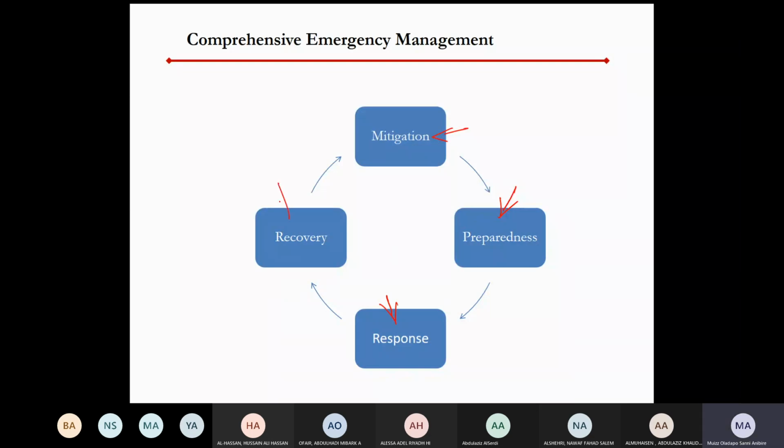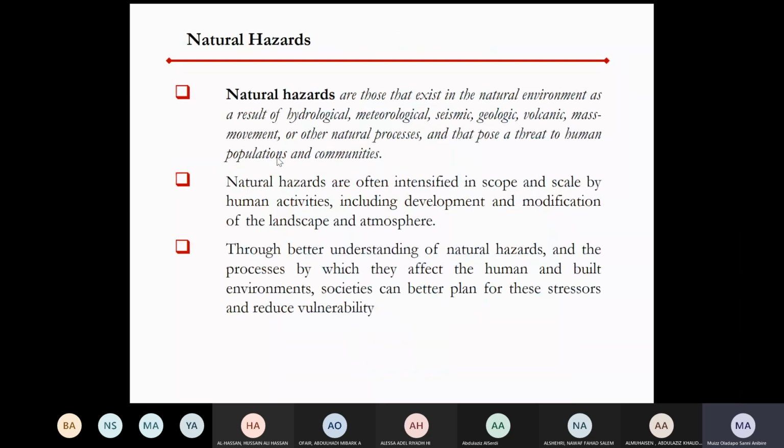And then recovery is the post-disaster phase. After the disaster, we have recovery. Recovery is where you try to get back to normalcy, by getting people resettled back to their houses, by getting businesses moving, and things like that. We call this recovery. So basically, emergency managers are involved in all four phases of the emergency life cycle.